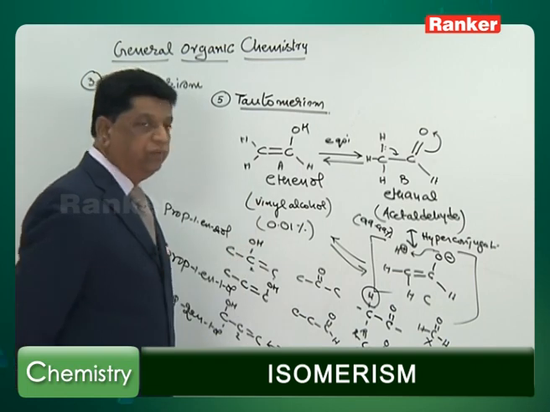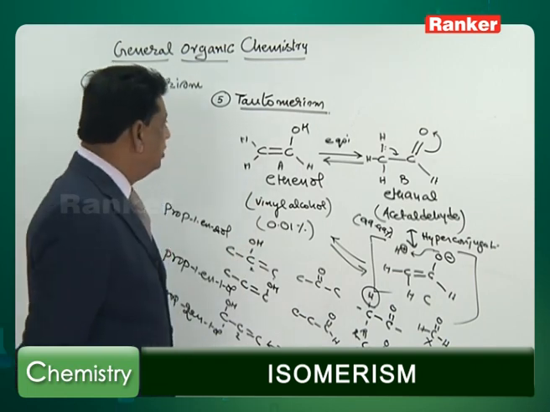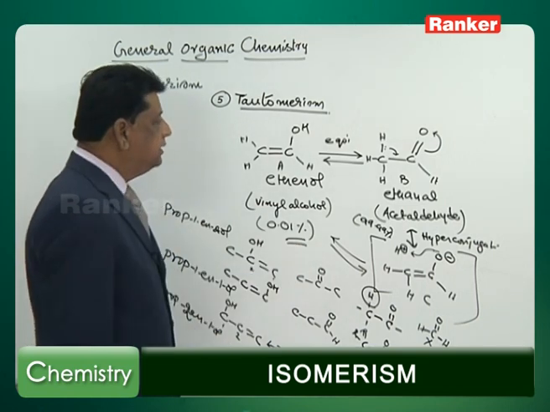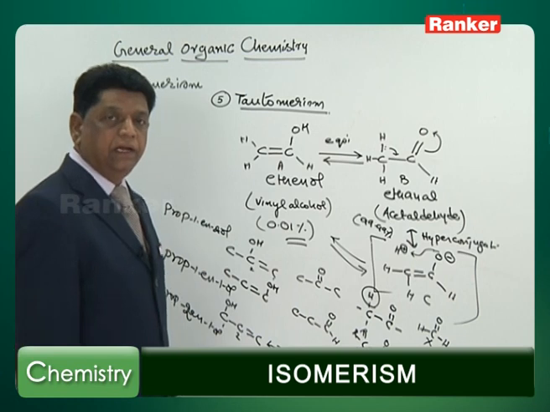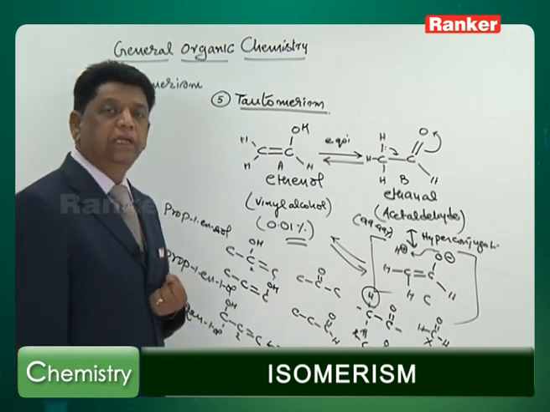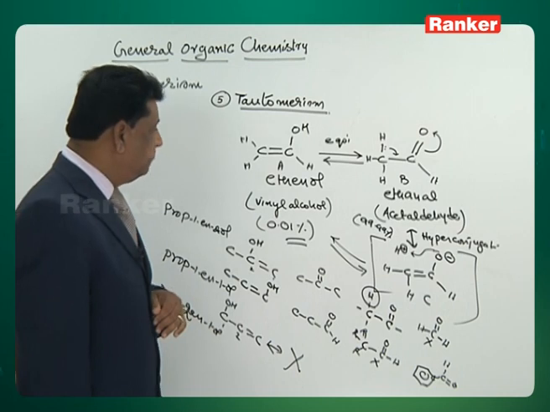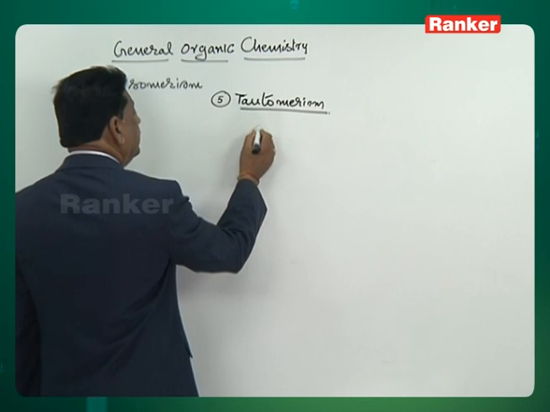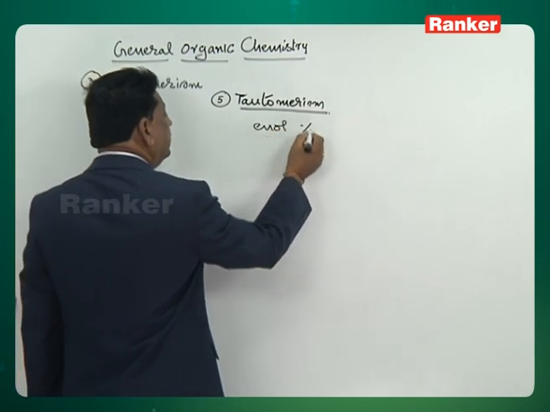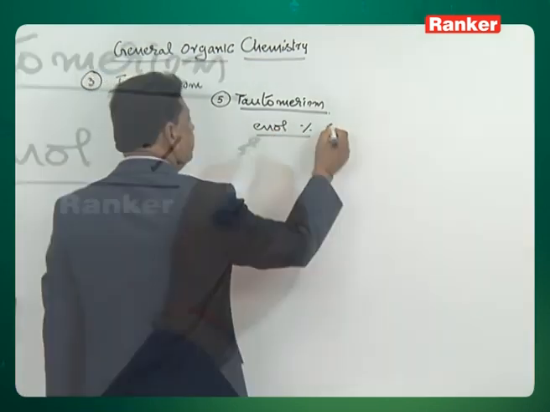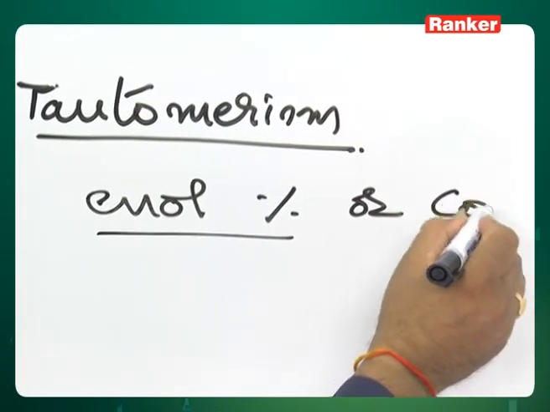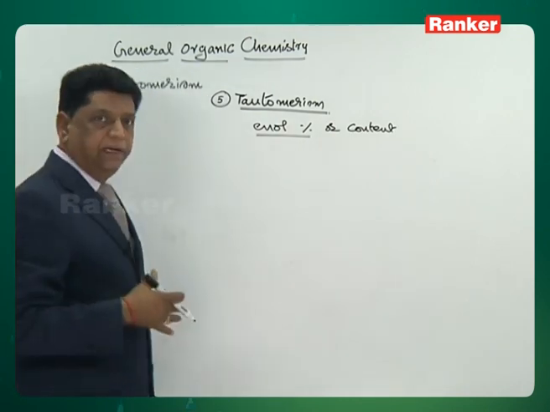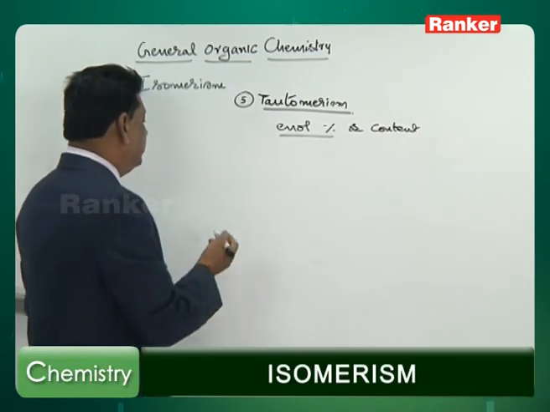This type of isomers which keep changing into each other are called tautomers. However, the percentage of the enols is asked several times in different examinations: under what condition will the enol percentage be increased or decreased? We have certain issues. The first point is that we are going to see the enol percentage, or enol content. Under what condition will the enol percentage be 0 or more?